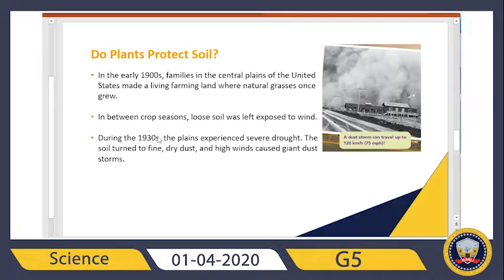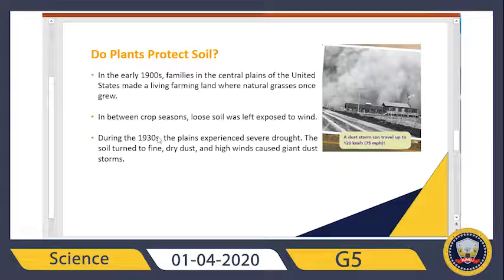So at the end of this topic, in your book you will see that there's a story related with plants, how plants can protect soil. So erosion and weathering are not always having good influences on soil. Sometimes as a result of erosion we can lose good fertile topsoil that we need for our plants.